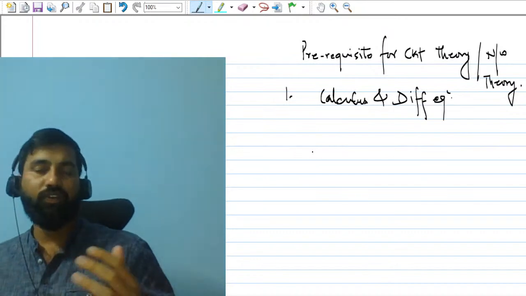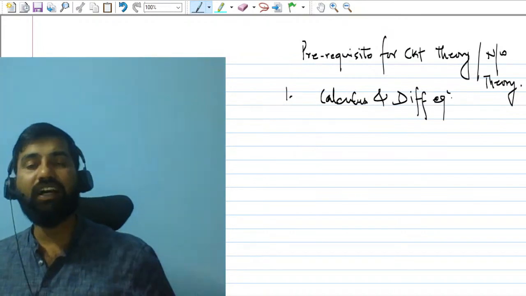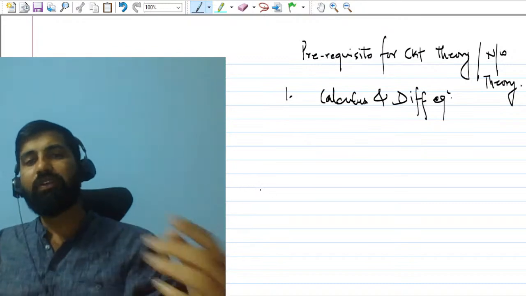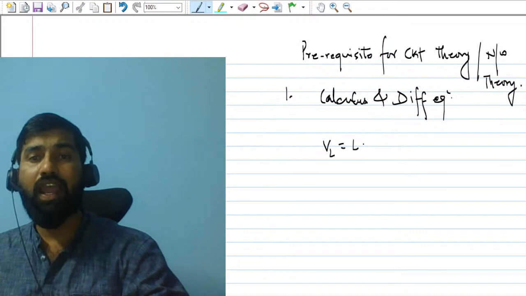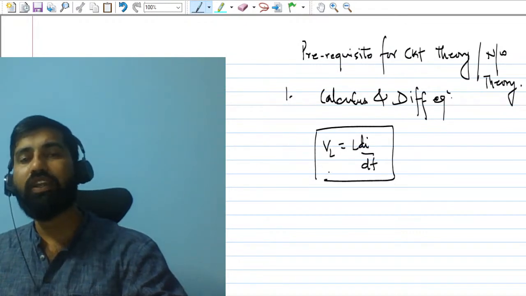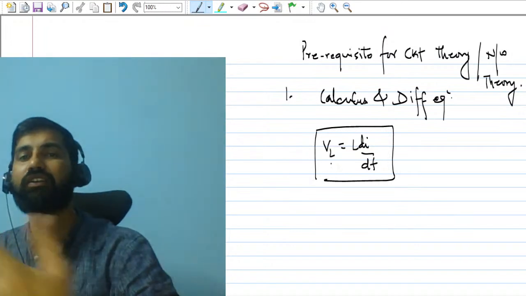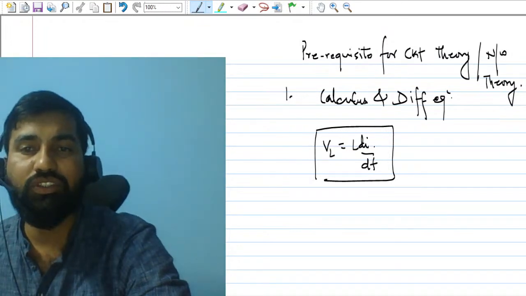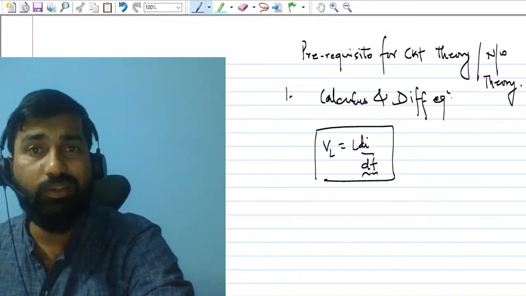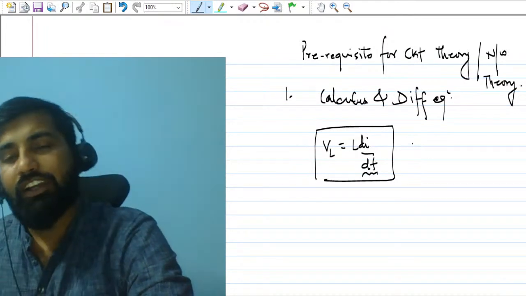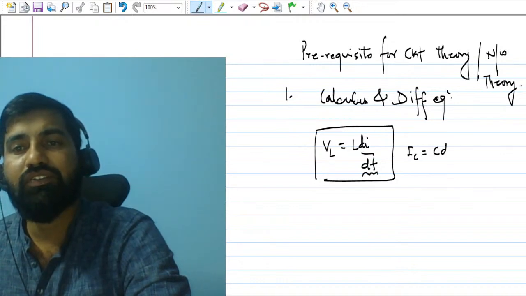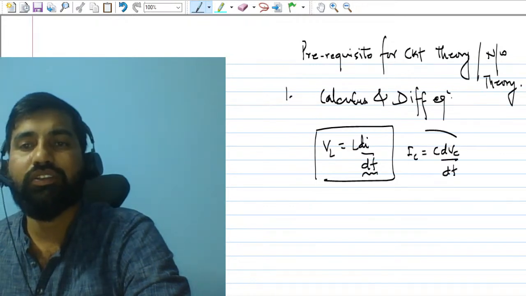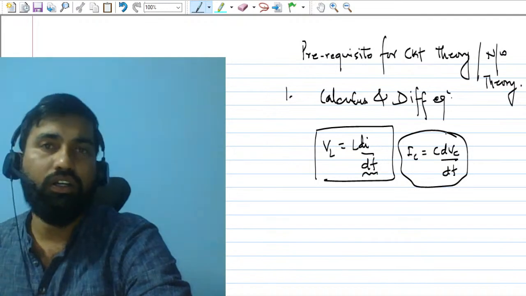If you talk about the inductor, there will be a current, and the voltage across the inductor will be VL equals L di by dt. So here you can see this is a differential equation. And if I talk about the capacitance, IC will be equal to C dV by dt.